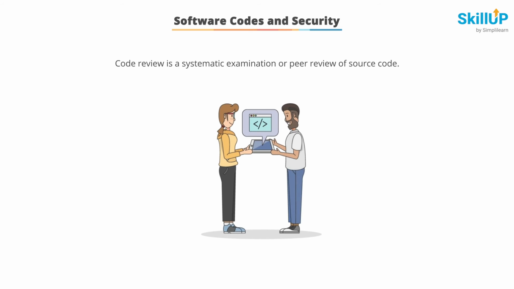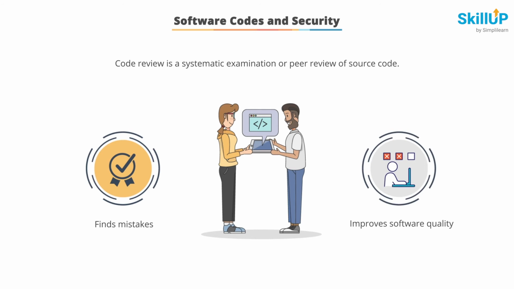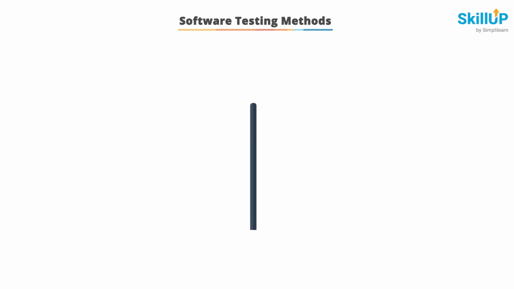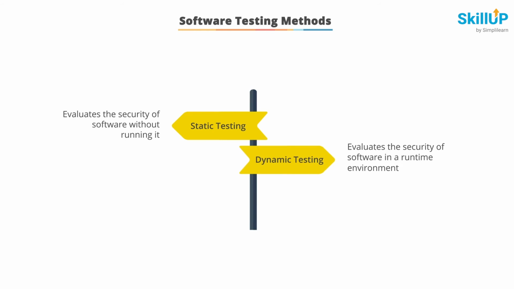Code review is a systematic examination, sometimes referred to as a peer review, of computer source code. It is intended to find mistakes overlooked in the initial development phase, improving the overall quality of the software. Several testing methods are used. Static testing evaluates the security of software without running it. Dynamic testing evaluates the security of the software in a runtime environment and is often the only option for organizations deploying applications made by someone else.